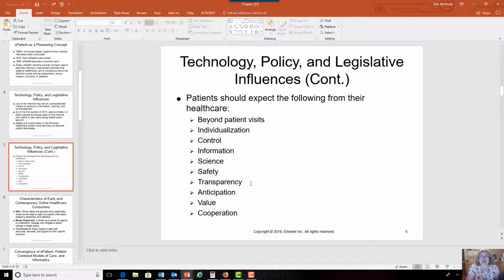And then cooperation. Our healthcare needs to cooperate with the patient, both with what they want, with helping them achieve their goals, with helping them understand why certain procedures are ordered or why certain treatments are ordered, so that the patient can understand what the healthcare team thinks is best for the patient, but also so the healthcare team can find out from the patient, is that really the patient's goal? Is that really what's best for the patient?